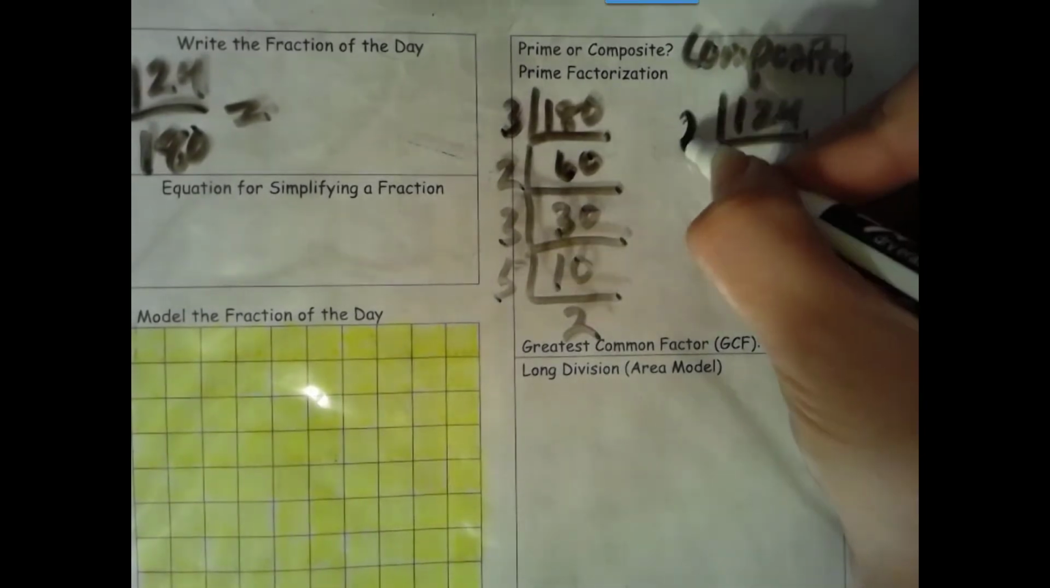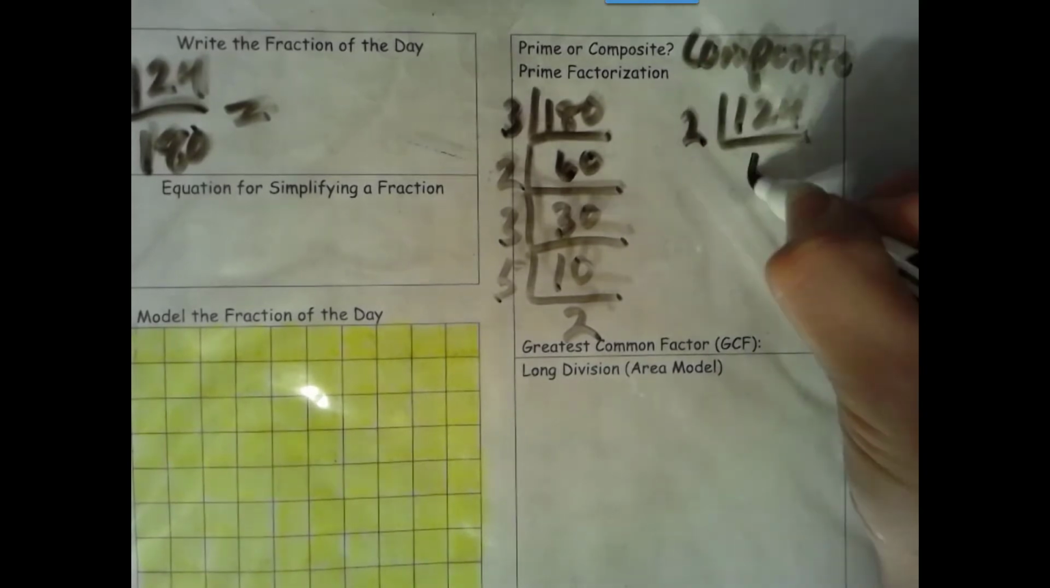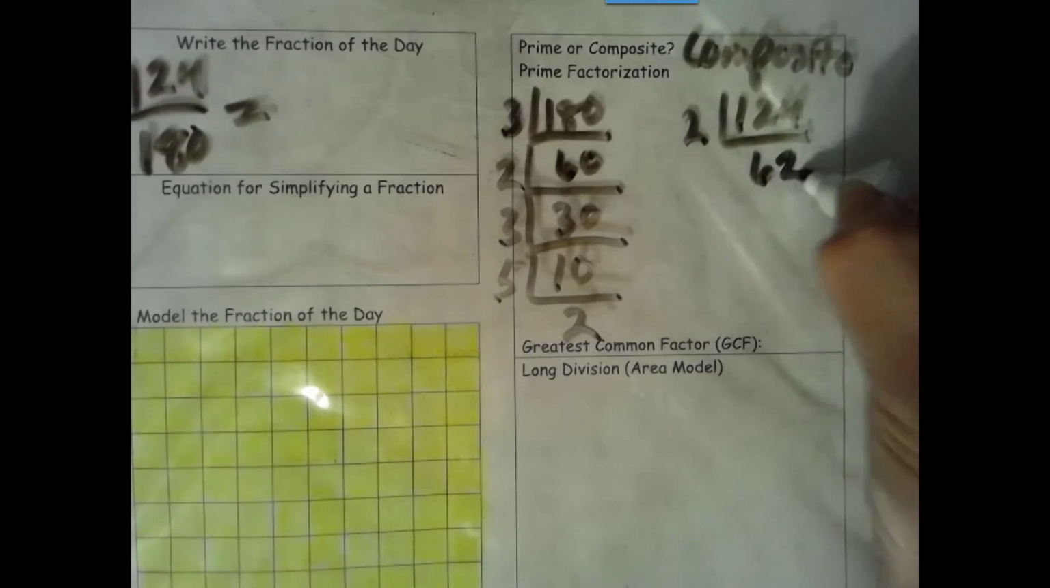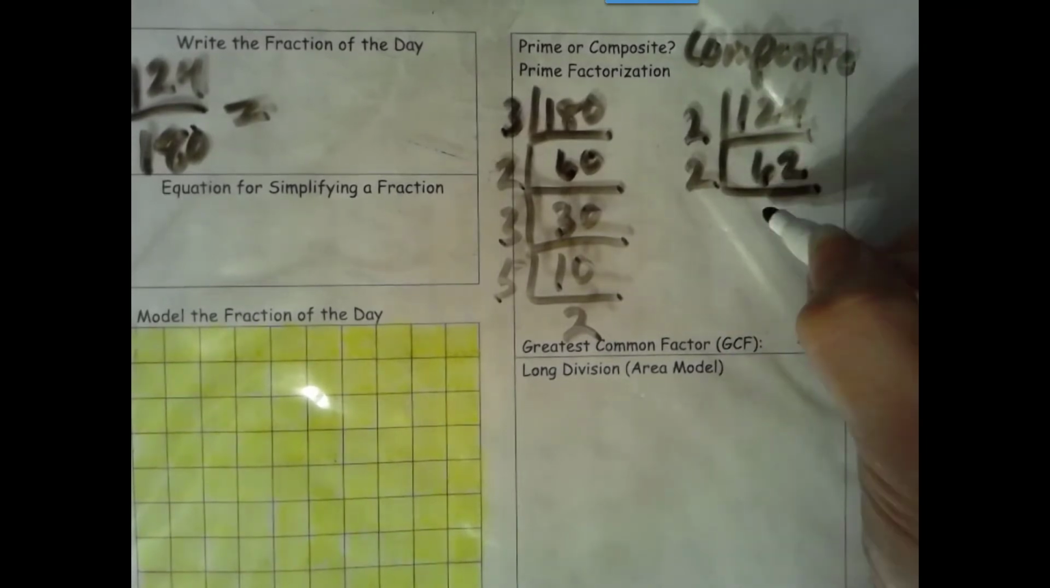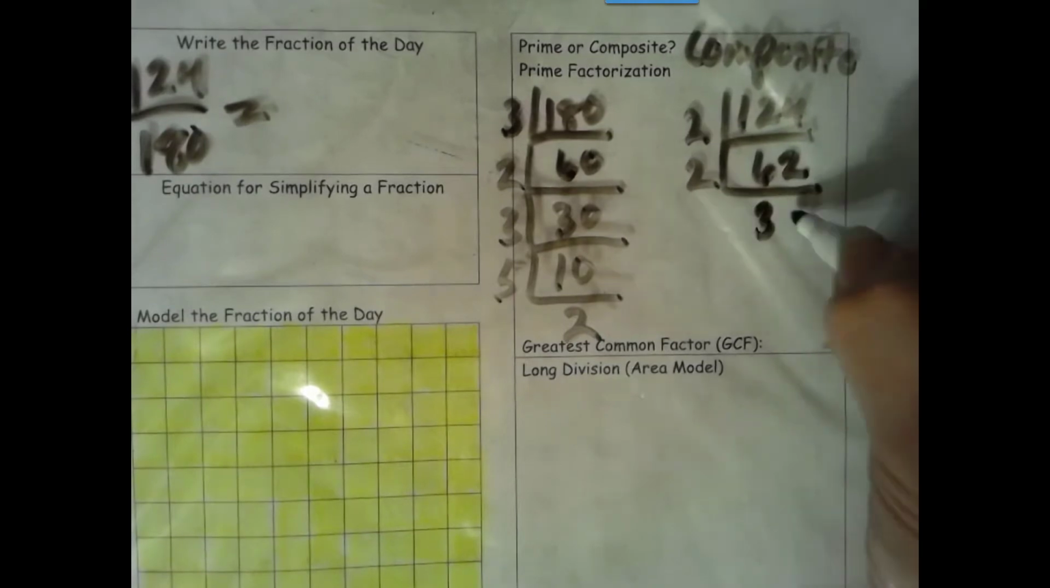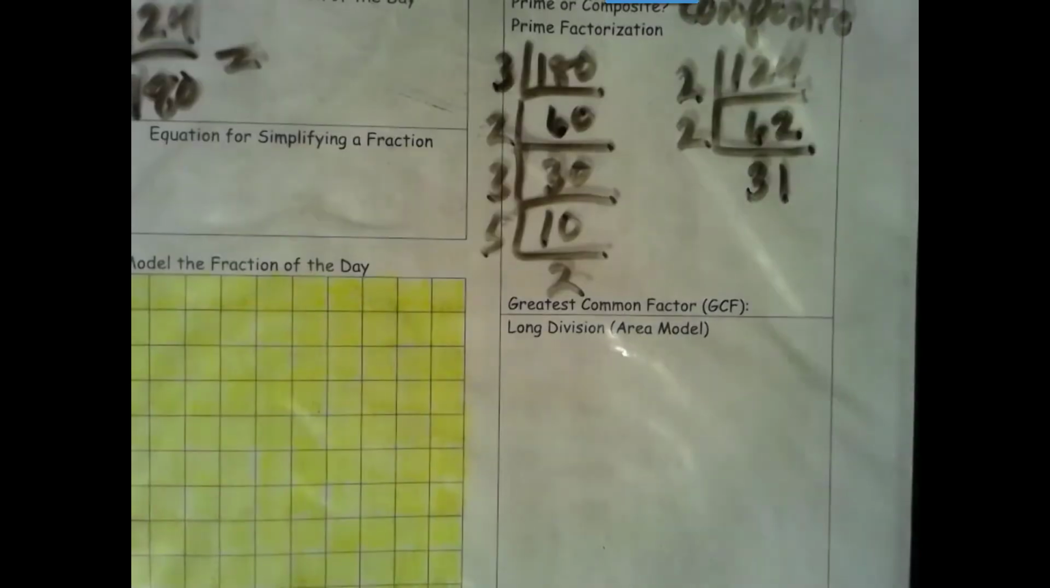Here, this is even, so I can divide by 2. Half of 12 tens is 6 tens. Half of 4 is 2. Still even, I can divide by 2. Half of 6 tens is 3 tens. Half of 2 is 1. And then let's see, 31 is prime, so we are done.